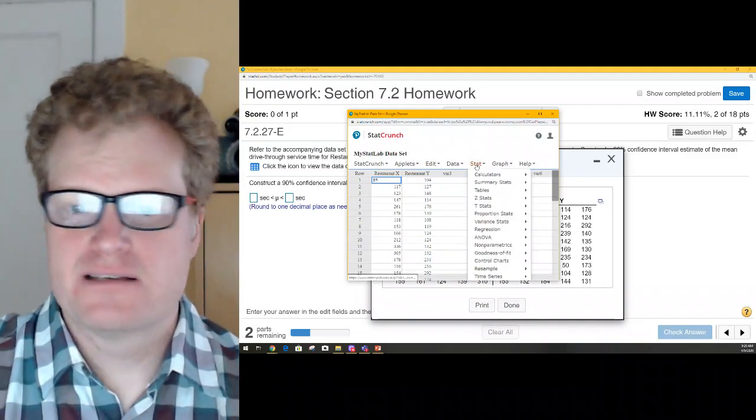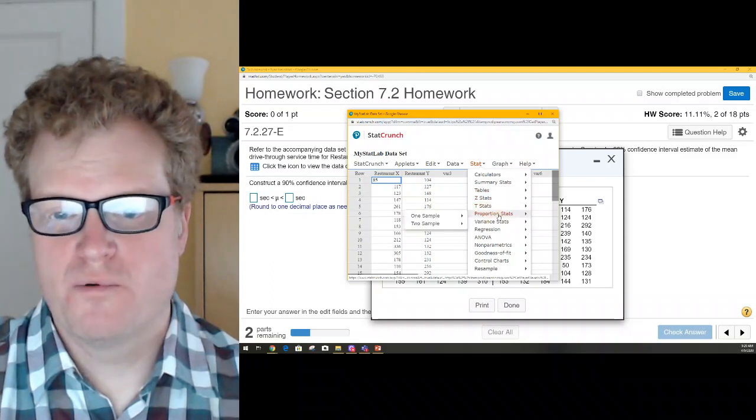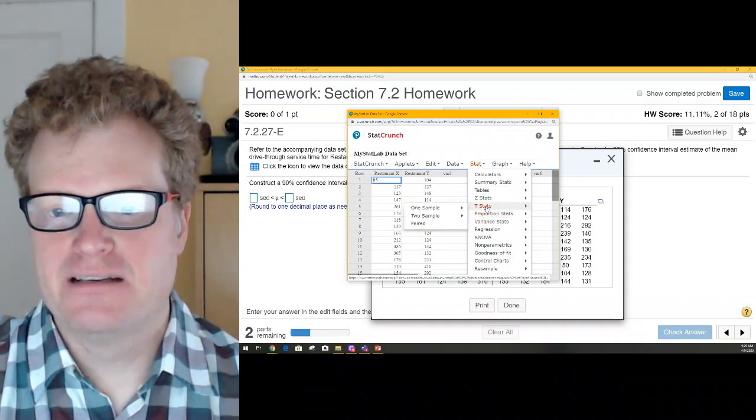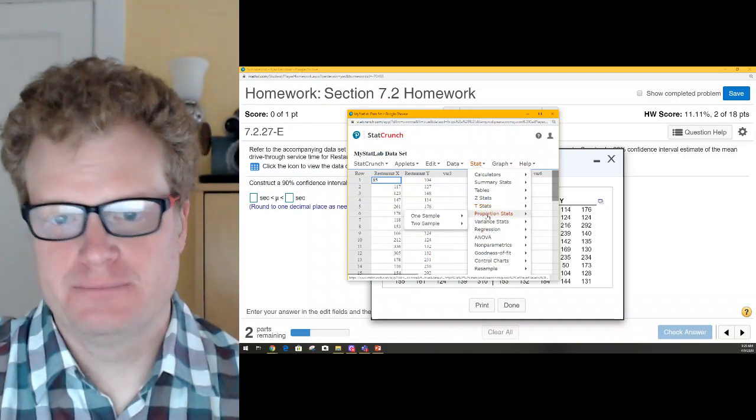All right, and the last thing here: for all of our confidence interval work, we're only using proportion stats and t-stats. Those are the only things that we're using to make that happen, okay?